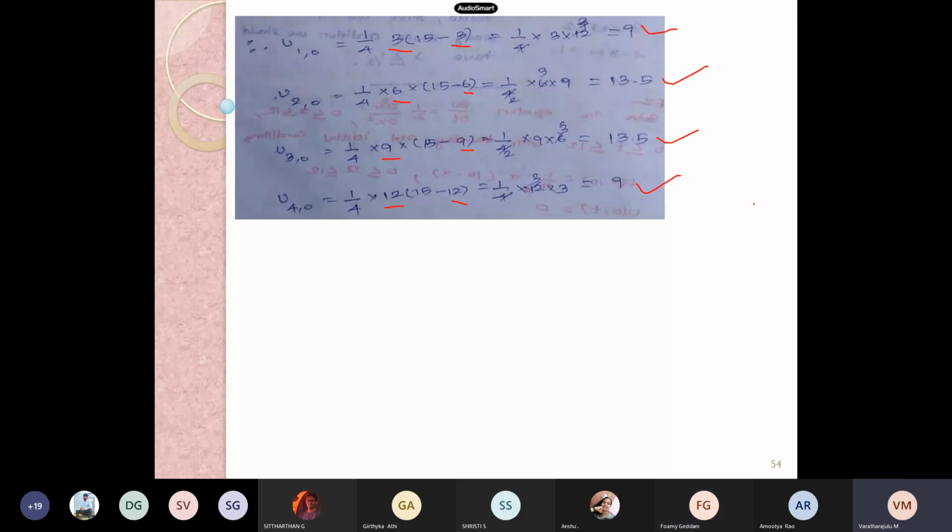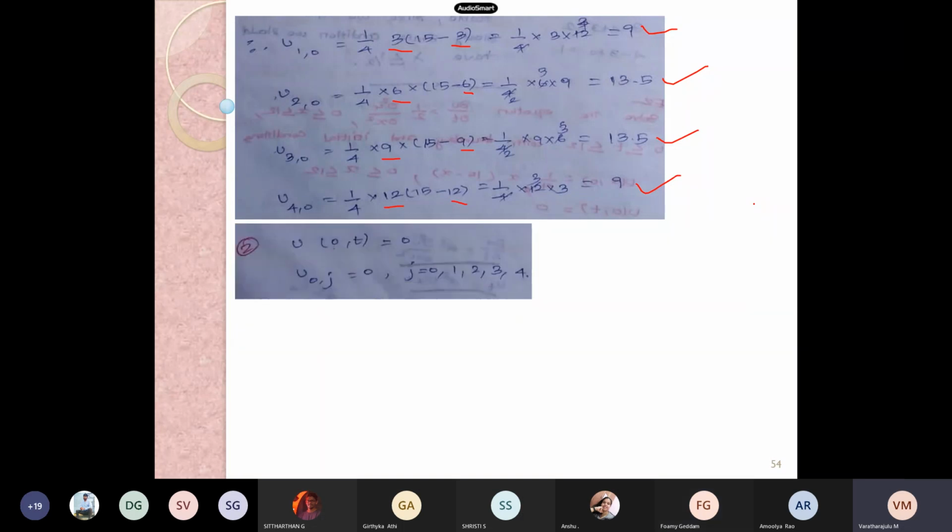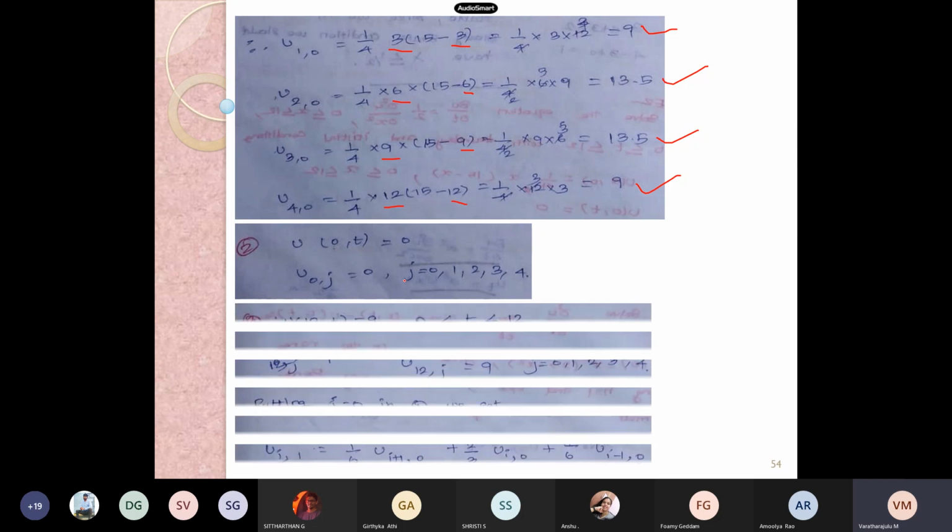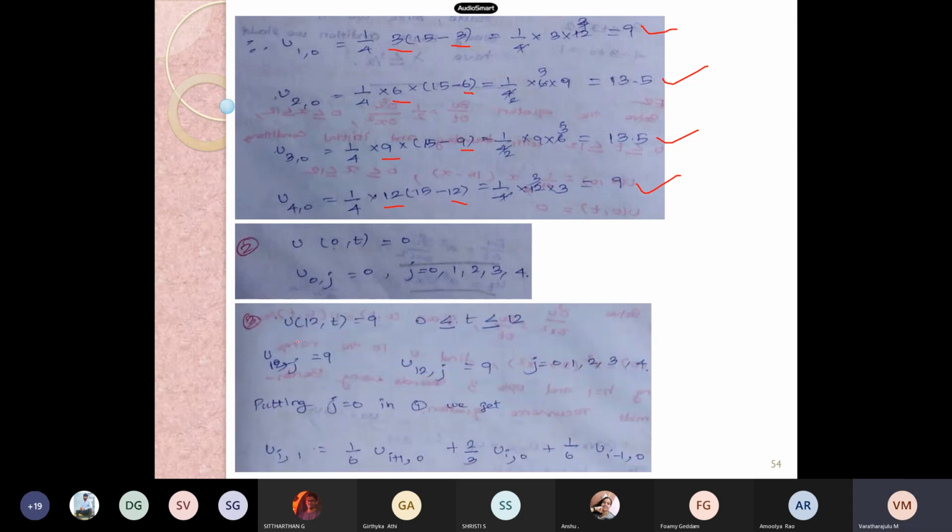Now we have the boundary condition for one axis. This is the second boundary condition, that is u of 0 comma t is equal to 0. This was the third boundary condition: u of 12 comma t is equal to 0 when t varies from 0 to 12. Here there is no need to take j and k because we don't have any relations on the RHS. We have the numerical data.